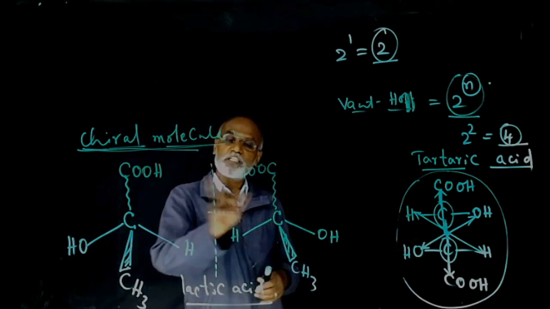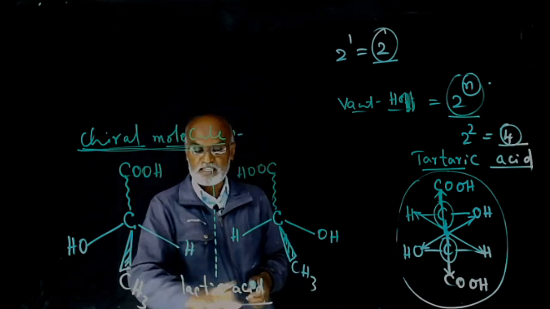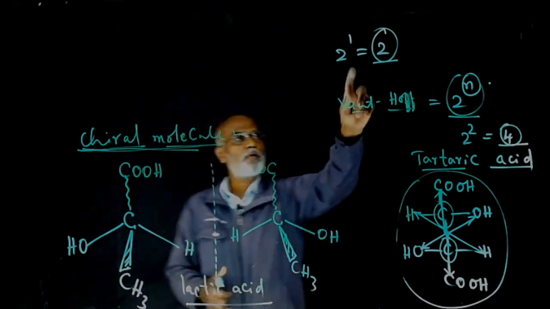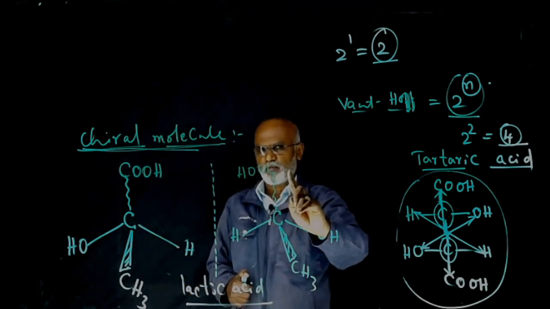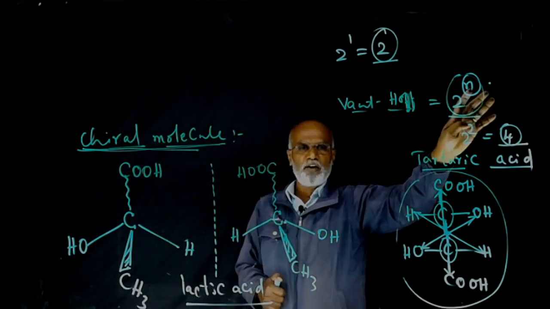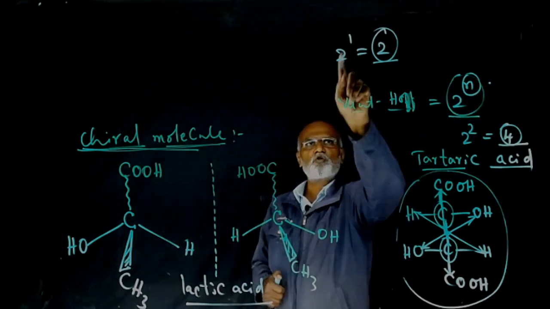So the two possible structures for a given lactic acid molecule, according to Van't Hoff's rule, as the molecule contains only one chiral carbon atom, the value of n is equal to 1. When n is equal to 1, 2 to the power of 1 is equal to 2.